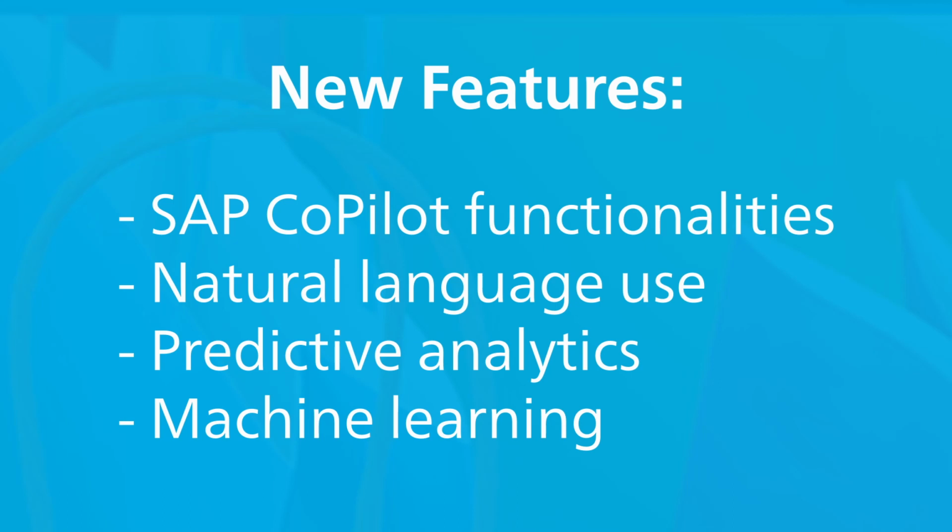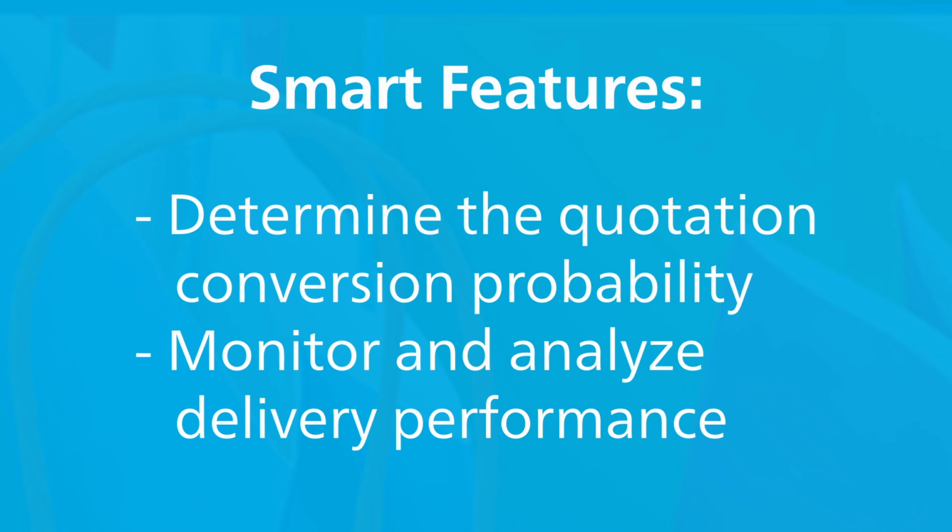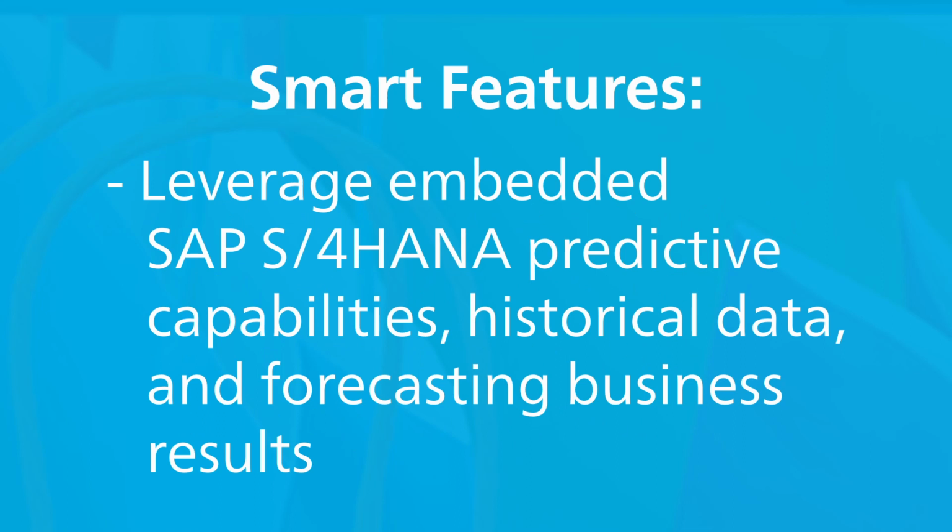Predictive analytics and machine learning capabilities can do the following. Determine the quotation conversion probability and gain reliable insight into order probability and expected sales volume based on insights. Monitor and analyze delivery performance to check customer fulfillment based on the customer requested delivery date. Leverage embedded SAP S/4HANA predictive capabilities, historical data, and forecasting business results to predict the delivery delays using the Predicted Delivery Delay app in SAP Fiori, part of Release 2020.